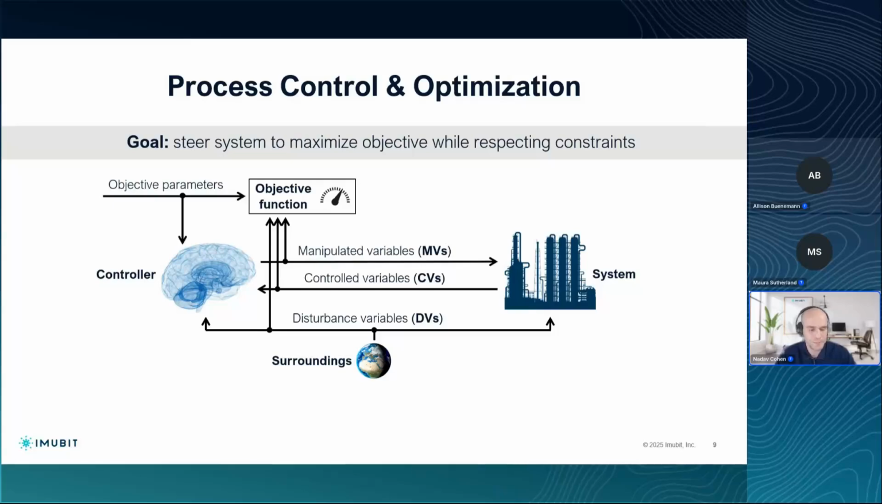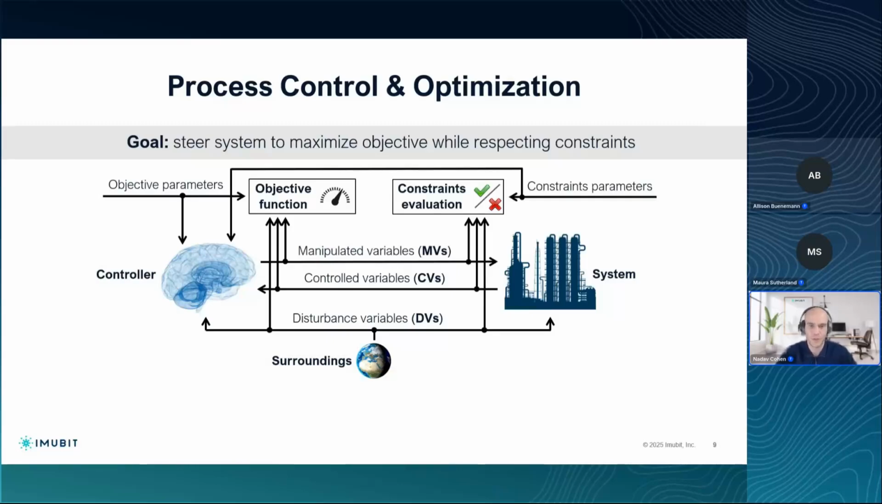These parameters are typically accessible to the controller, and there are constraints, okay? Usually upper and lower bounds, and there's a constraints evaluation function that could depend on manipulated variables, controlled variables, and disturbance variables, and also on parameters that the controller could also see. So this process of setting manipulated variables and observing the controlled variables and these surroundings providing disturbance variables, that's a single iteration, and it repeats again and again and again.